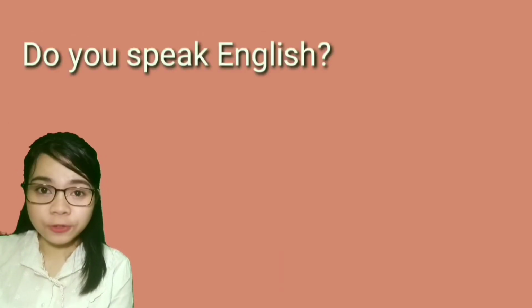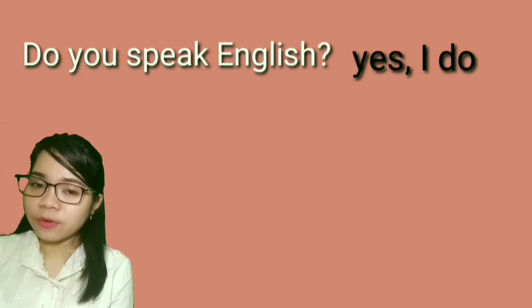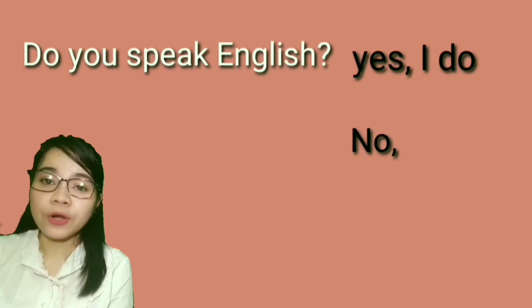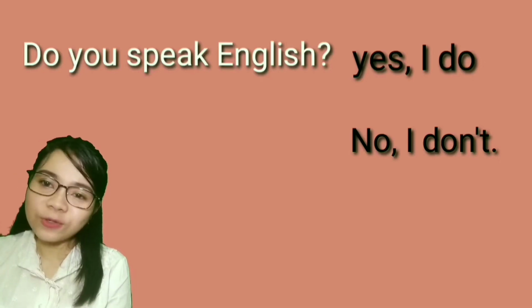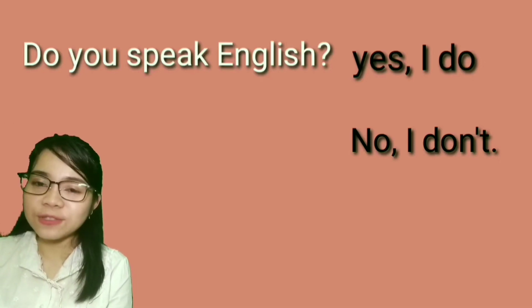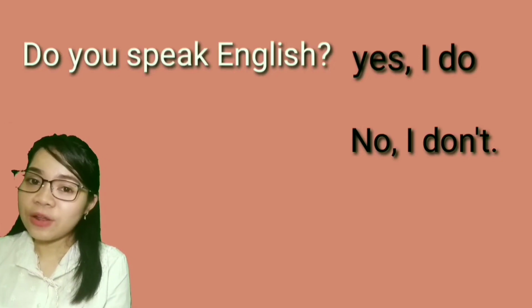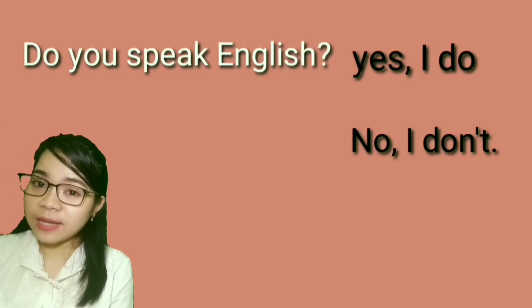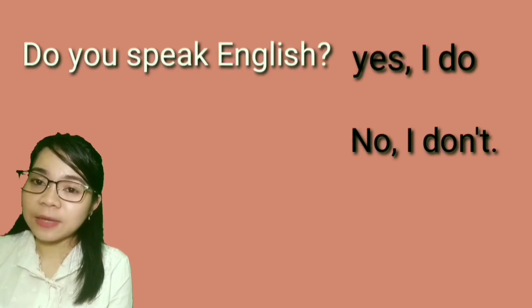For example, do you speak English? Do you speak Mandarin? Yes, I do. Or no, I don't. So you don't need to repeat, no, I don't speak Mandarin. No, I don't speak English. Just say, no, I don't. No, subject, and then do not. Or yes, subject, and then helping verb. Yes, I do.